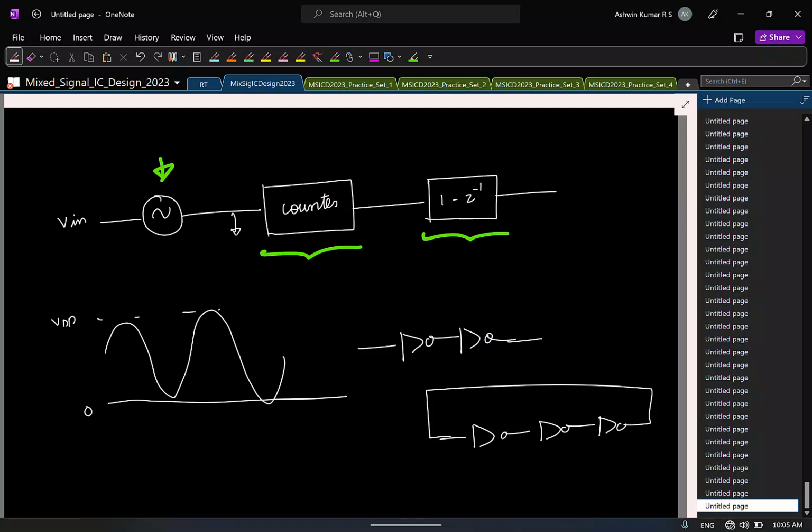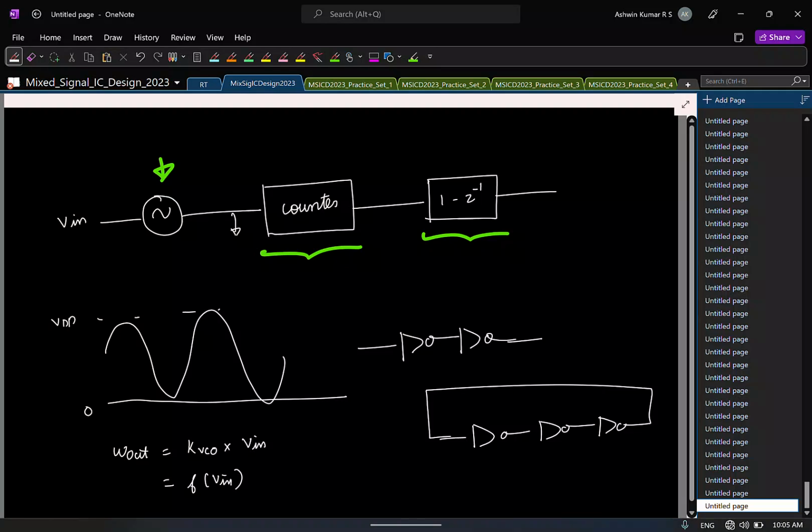And what goes wrong is the following. Here I have assumed that the output of the VCO is a nice linear version of the input, right? In practice, this is never the case. This will be a terribly non-linear function of the input. So that's what limits this.